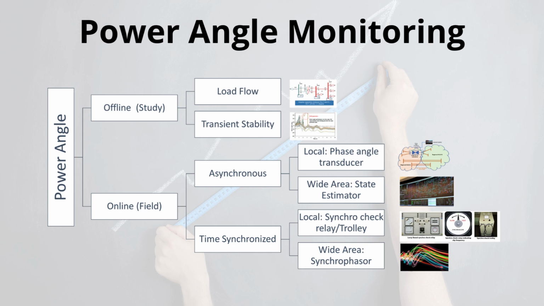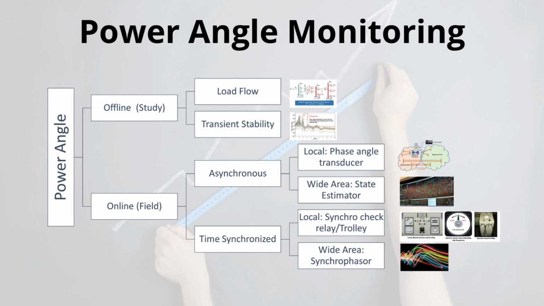Okay, asynchronous first. Asynchronous methods include things like a local phase angle transducer right there in the substation measuring the angle. Or, more broadly, estimates that come from the state estimator in the main control center. The state estimator, what's that? It's a complex piece of software. It takes all the regular SCADA measurements, voltage, current, power flows from various points across the grid, which arrive at slightly different times. Because SCADA isn't perfectly synchronized.